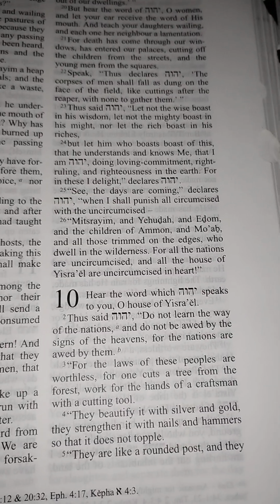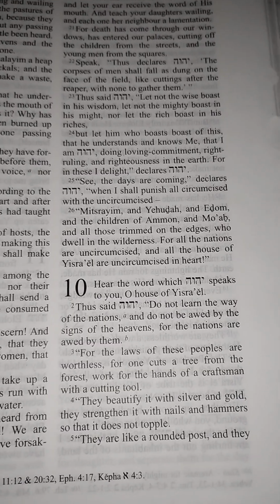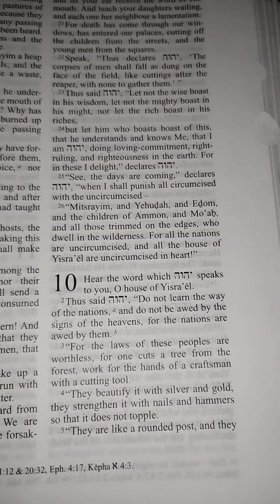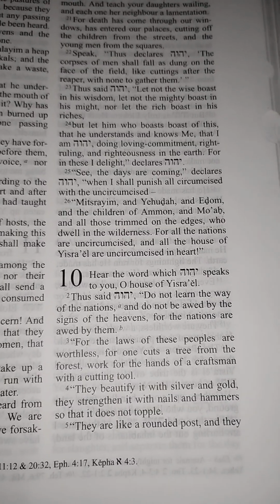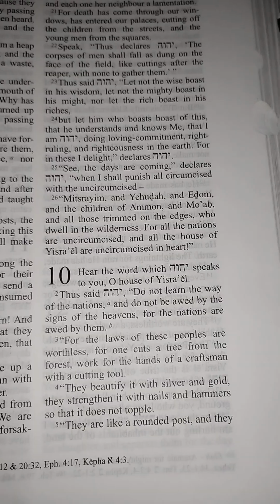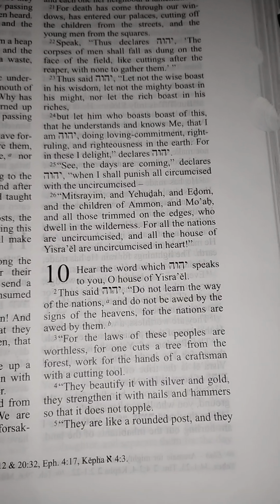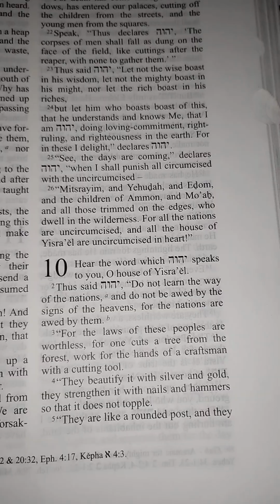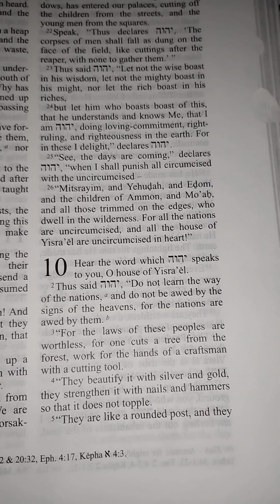Jeremiah chapter 10. Hear the word which Yahweh speaks to you, O house of Israel. Thus said Yahweh, do not learn the way of the nations, and do not be awed by the signs of the heavens, for the nations are awed by them. For the laws of these people are worthless, for one cuts a tree from the forest, the work of the hands of a craftsman with a cutting tool. They beautify it with silver and gold, they strengthen it with nails and hammers so that it does not topple.